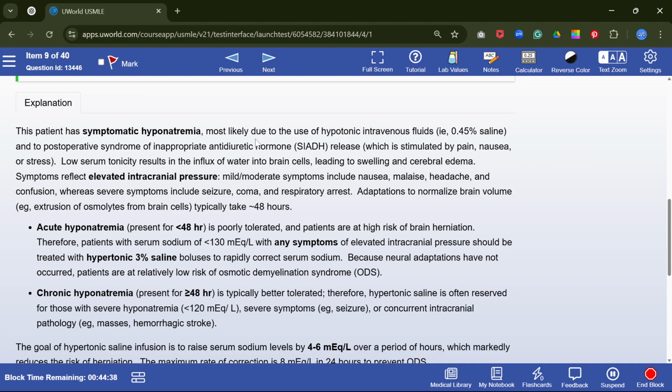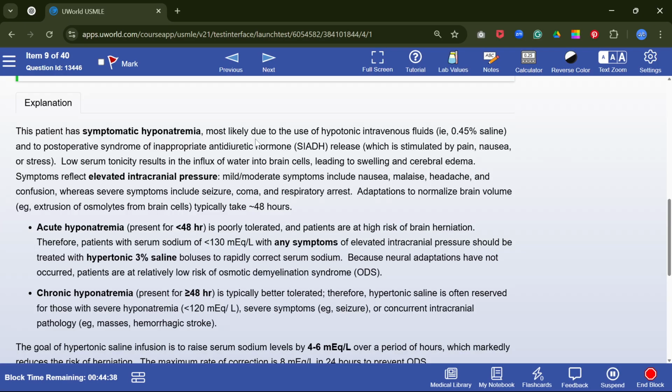Low serum tonicity results in influx of water into the brain cells, leading to swelling and cerebral edema. Symptoms reflect elevated intracranial pressure. Mild or moderate symptoms include nausea, malaise, headache, confusion, whereas severe symptoms include seizure, coma, respiratory arrest.